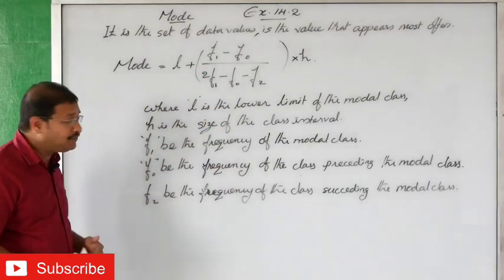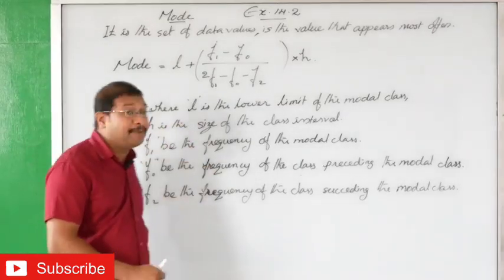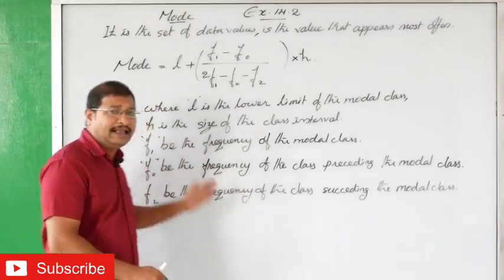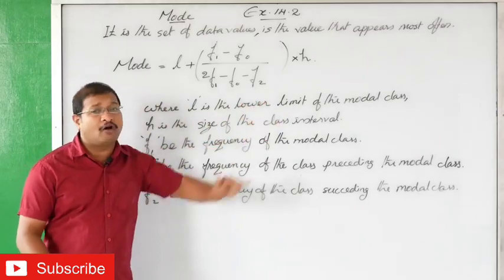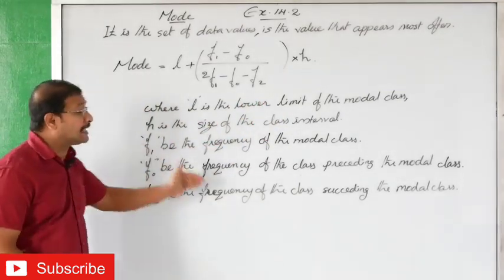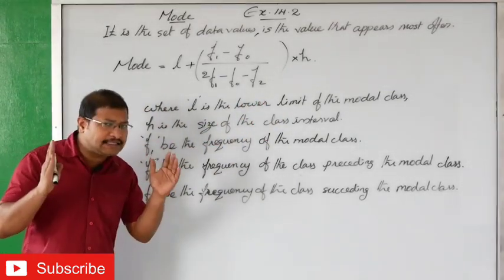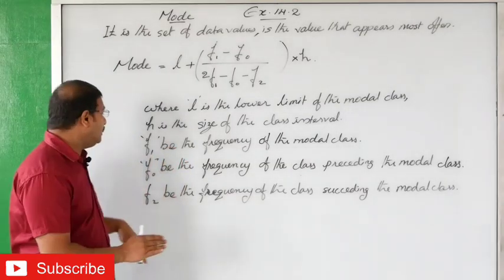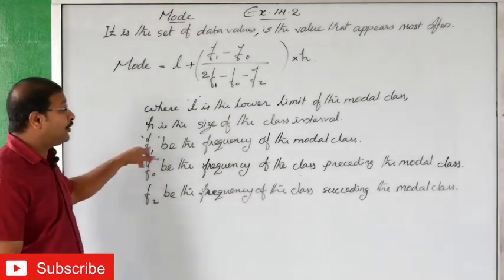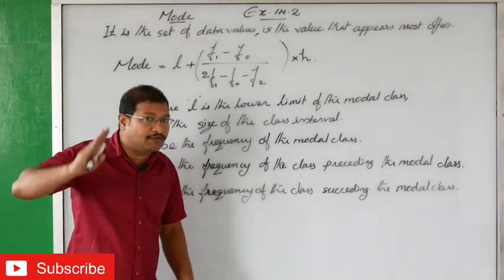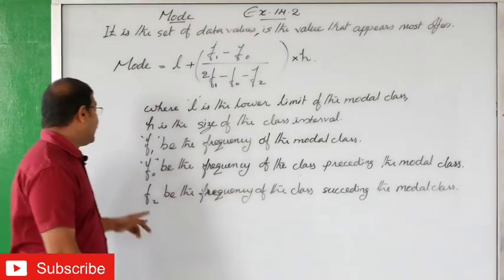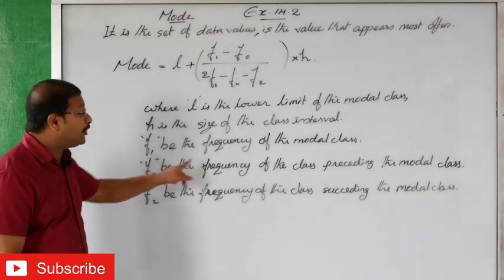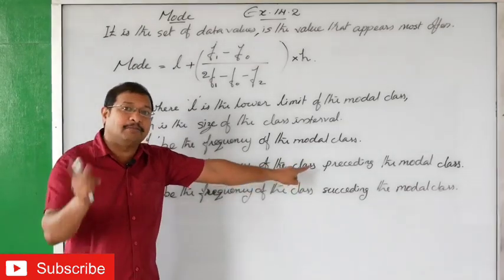Where L is the lower limit of the modal class. H is the size of the class interval. F1 is the frequency of the modal class. And F0 is the frequency of the class preceding the modal class.